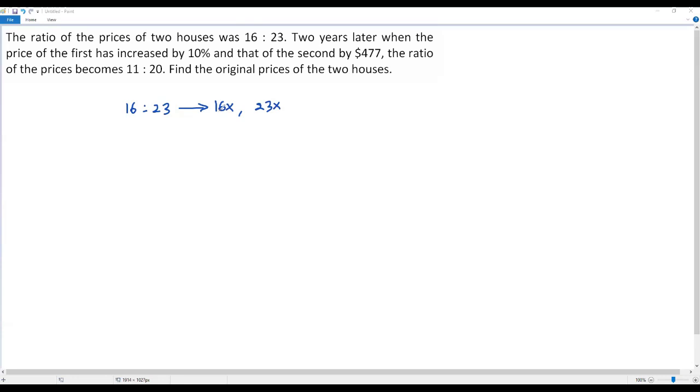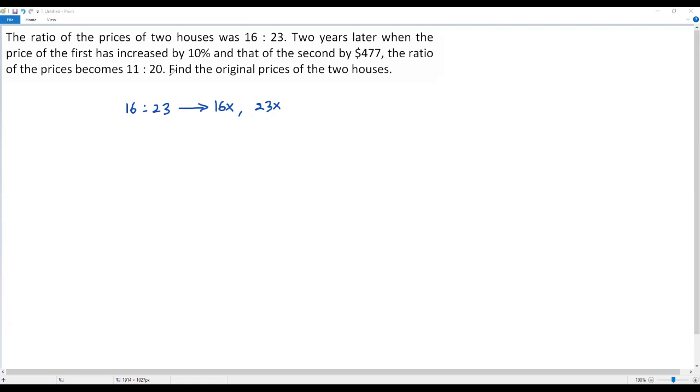Okay, now to get the original price of the two houses, first I have to get the value of the non-zero number x using the other information I have in the question. Once I get the value of x, it can be multiplied by 16 to get the original price of the first house, and multiplied by 23 to get the original price of the second house. So for that, we have to consider the other information in the question. 2 years later, the price of the first house has increased by 10% and the second house by 477. After these changes, the ratio of the prices becomes 11 to 20.